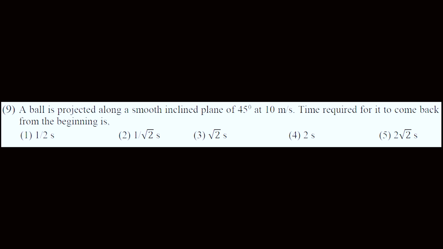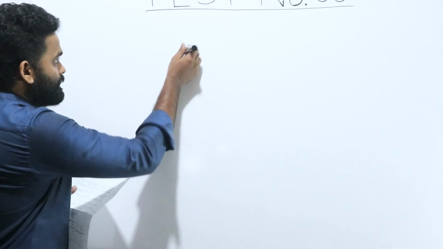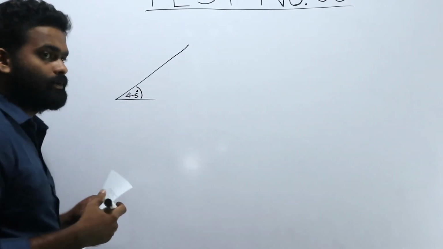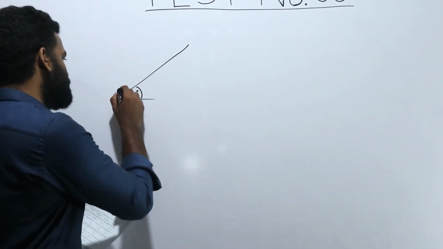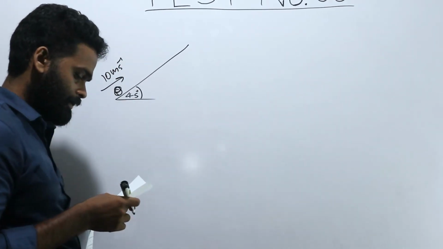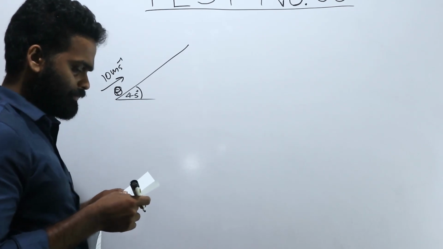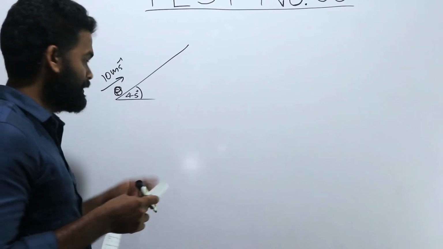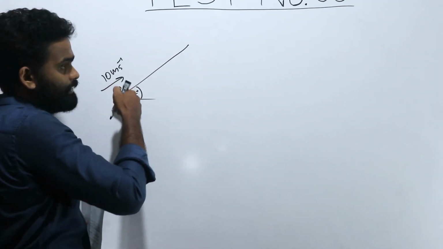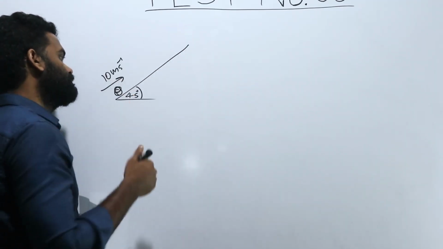Ninth question. A ball is projected along a smooth inclined plane of 45 degrees at 10 meters per second. Okay, this is an inclined plane and it is smooth. Inclination is 45 degrees. It is projected upwards at 10 meters per second. So what they ask is the time required for it to come back from the beginning. Beginning means here, right? So it goes up and comes down. What they ask is the time for that whole motion.